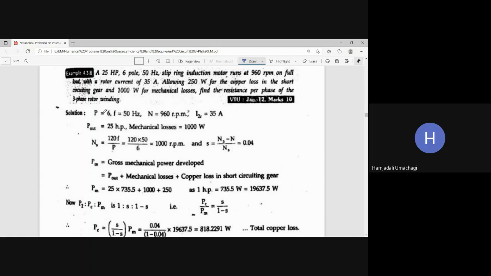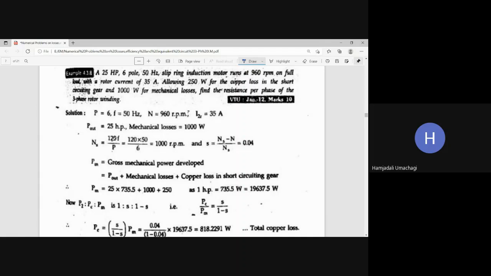Now let us write all the given parameters. P is the number of poles, P equal to 6, then frequency F equal to 50 Hertz, speed of the induction motor is 960, and rotor current during running condition I2R is 35 ampere, and output of the induction motor P out is 25 HP. Then mechanical losses they have given as 1000 watts.